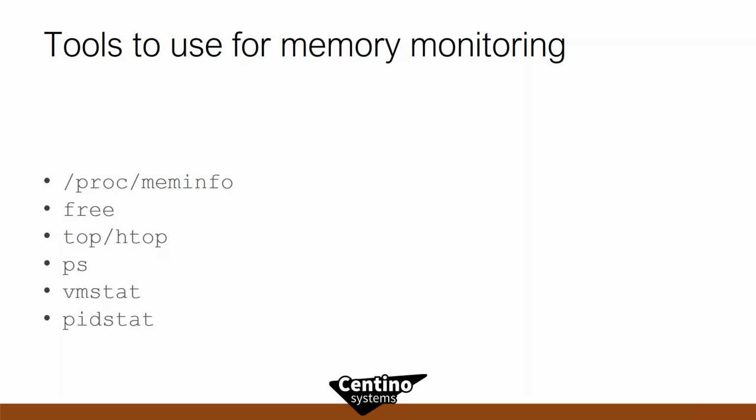vmstat is going to tell me if my system is paging, right? I'm going to see things like page in and page out, right, for the allocation, deallocation of pages, and also block in and block out if I'm reading or writing pages off disk and pulling them back or pulling them back out. pidstat is going to tell me which process. So vmstat will tell me if the system is paging. pidstat will tell me which process is paging.